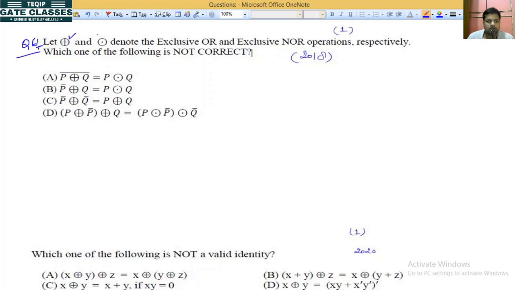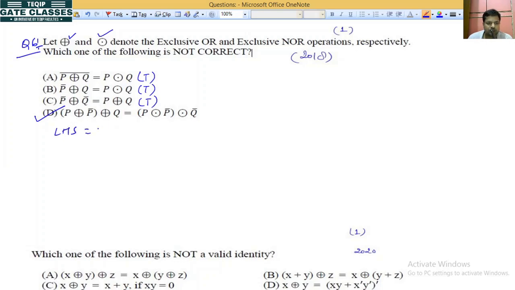This is XOR, this is XNOR. It is written here: which of the following is not correct? So we have studied the property that it is correct, it is true. This one is also true, we have studied. This one is also true. So which one is wrong? This one is wrong. If you want to prove, you can prove here.